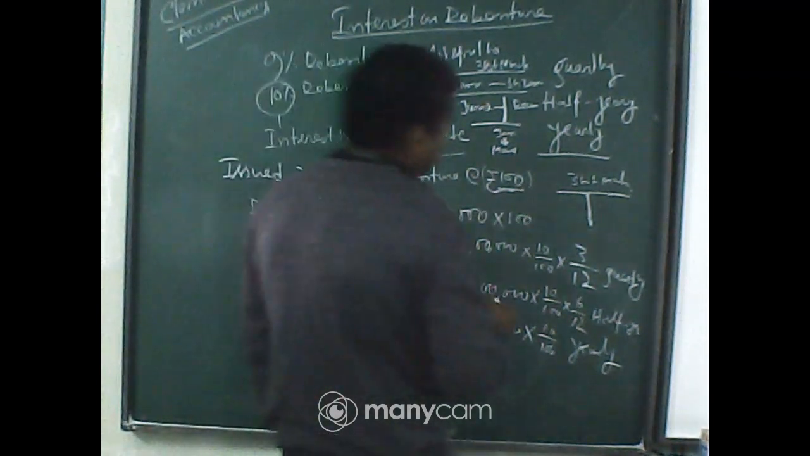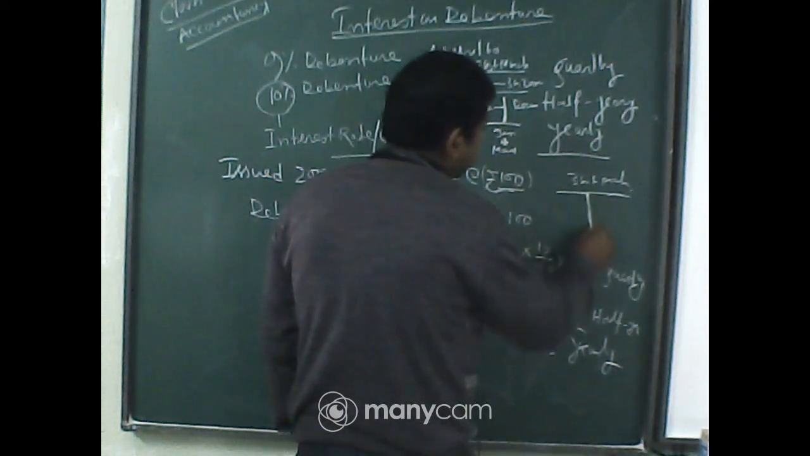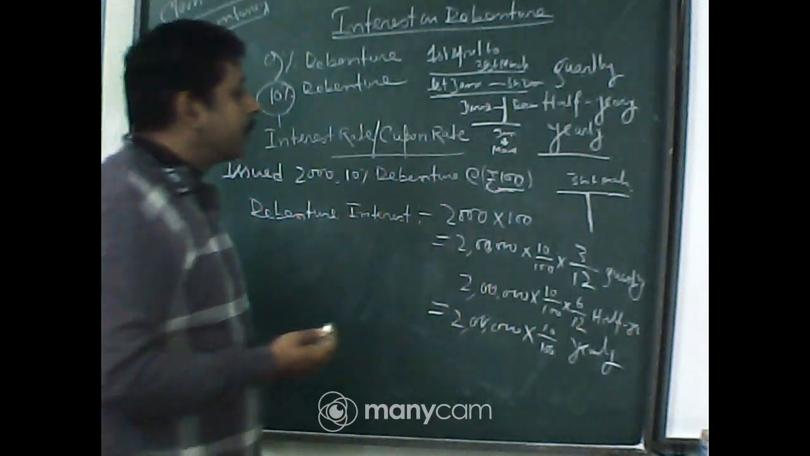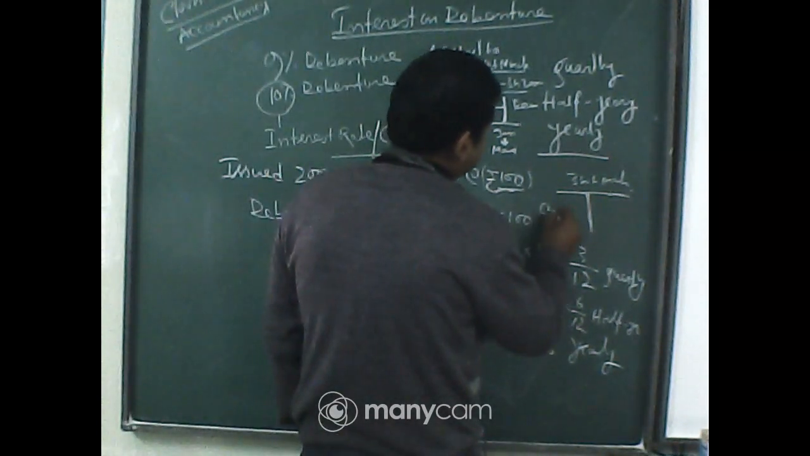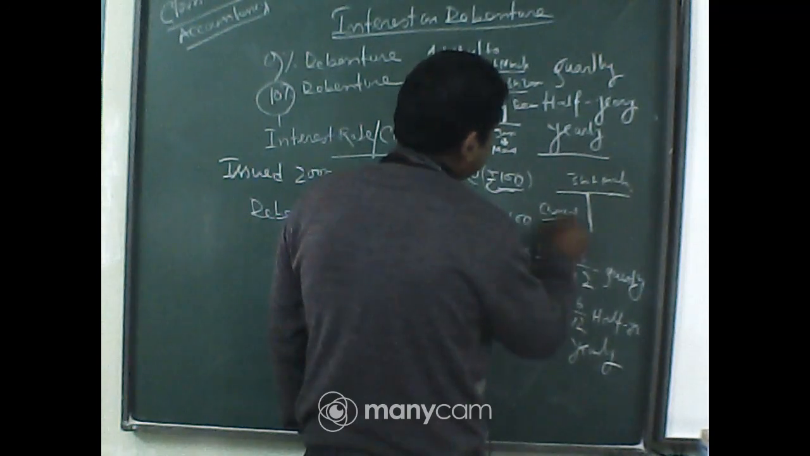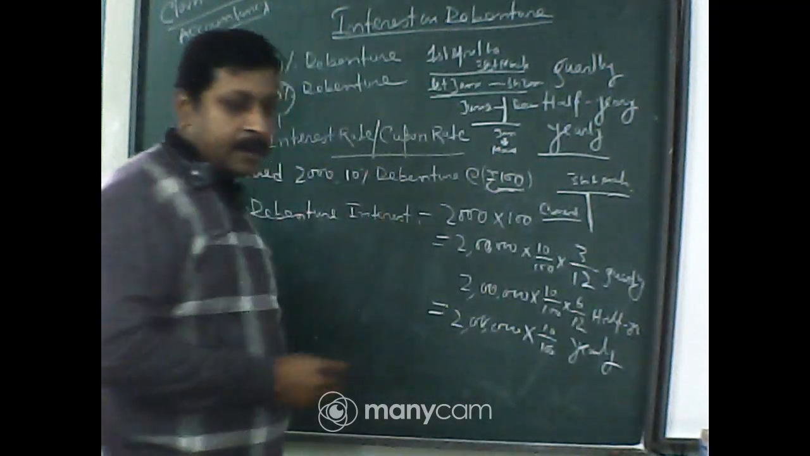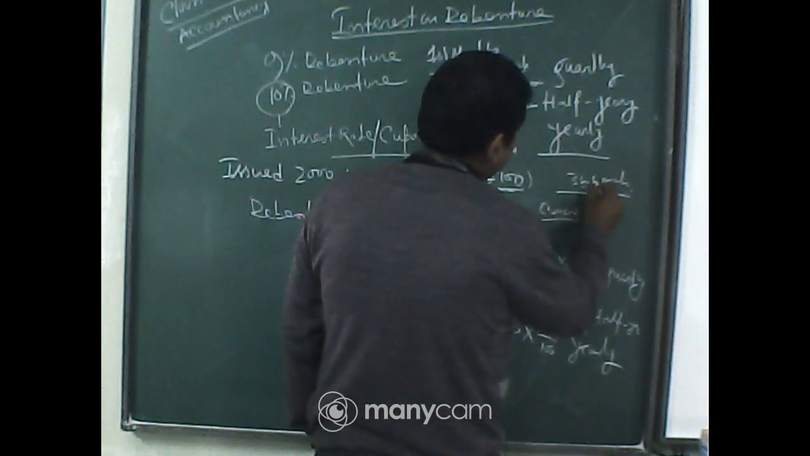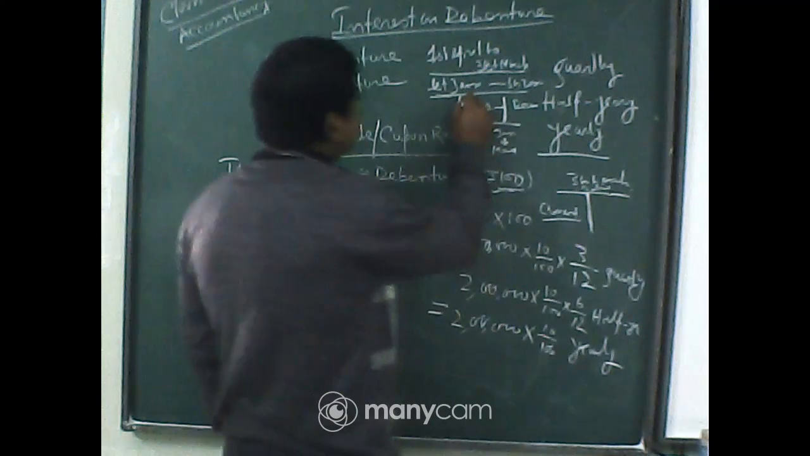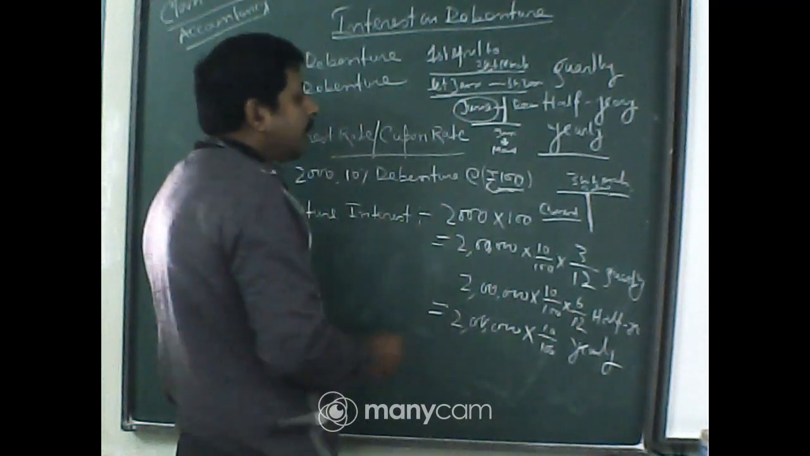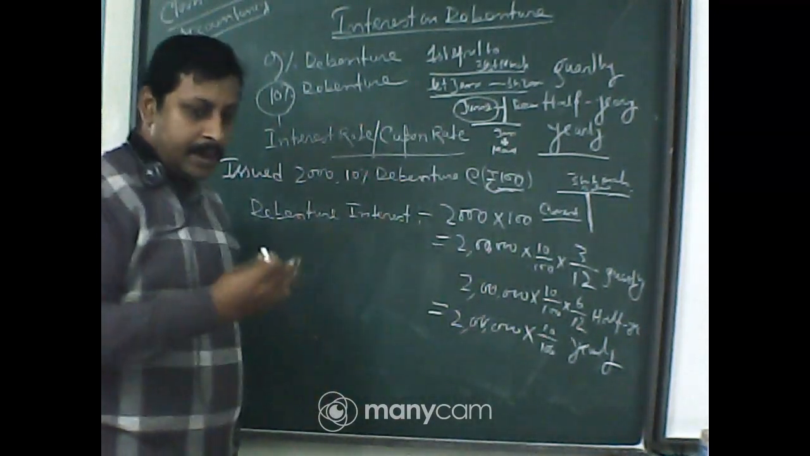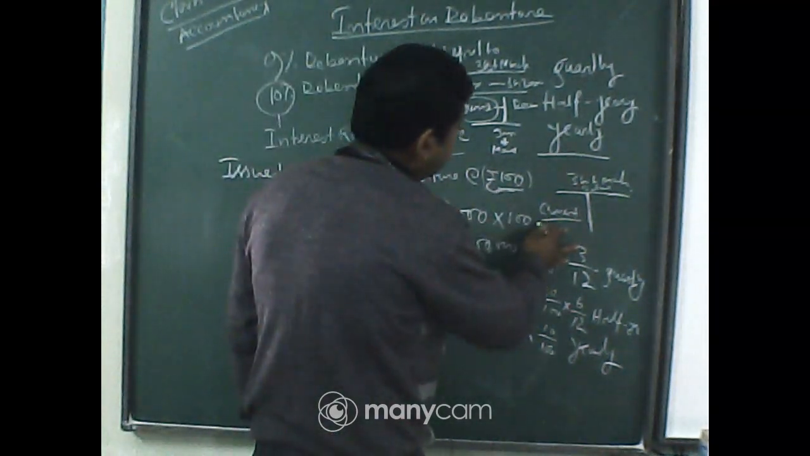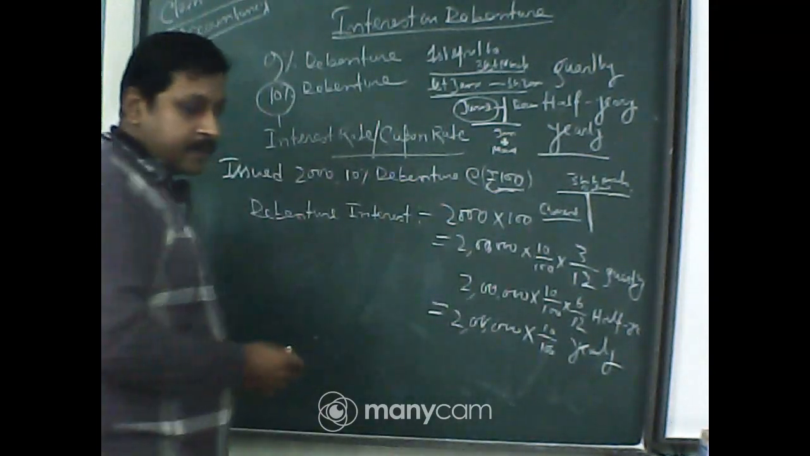So in that case, whatever interest accrued for these 3 months, they will transfer to the balance sheet as a current liability, that is, interest accrued and due. When the month of June comes, then they will pay the interest and the liability will be finished. And before that it is treated as a liability for these 3 months interest.